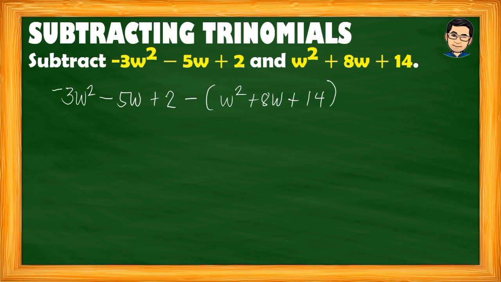Okay. Next. Negative 3w squared minus 5w plus 2. And then, we change the sign of the subtrahend and then we proceed to the rules of addition. So, ibig sabihin itong minus na to, magiging plus, and then, magiging negative w squared. So, from positive, it will become negative, and then, lahat yan, yung nasa loob ng parenthesis, magiging negative po lahat yan.